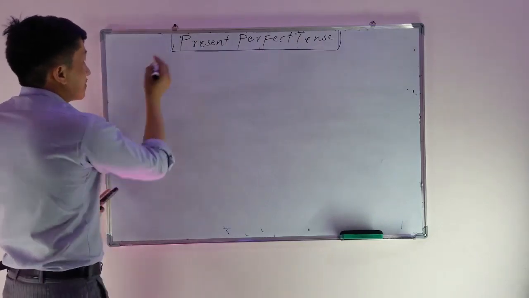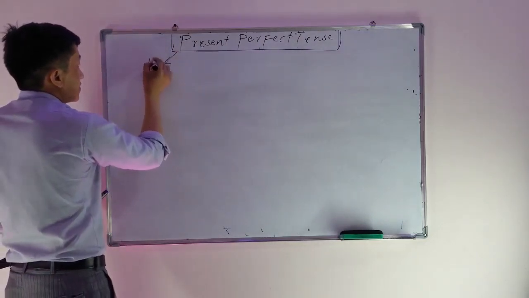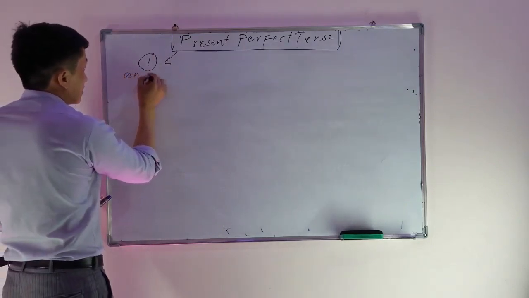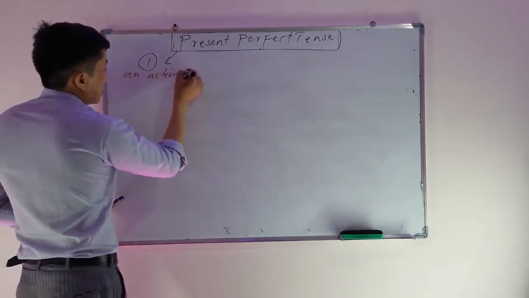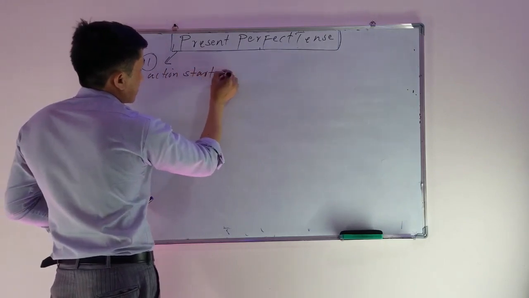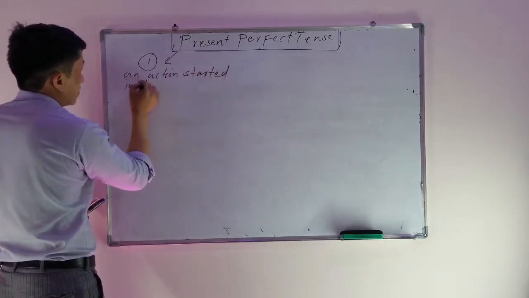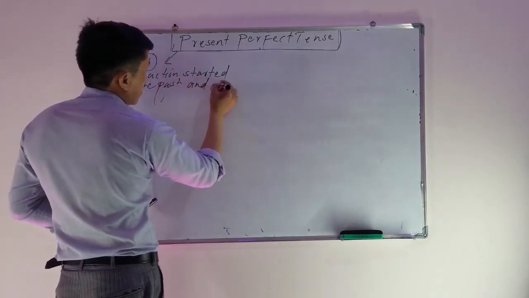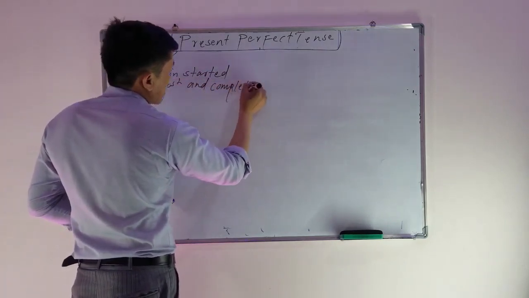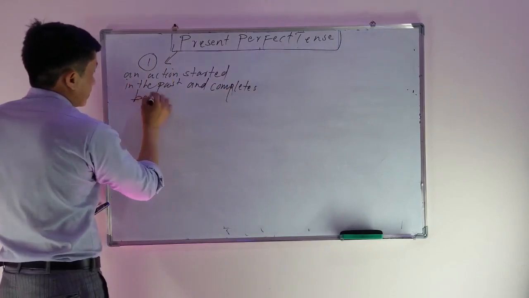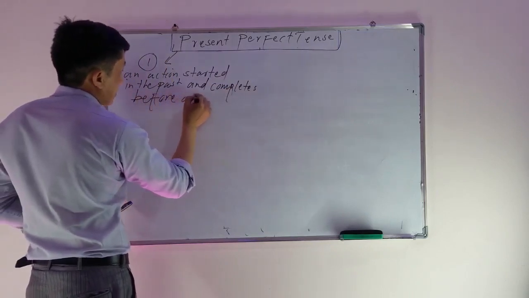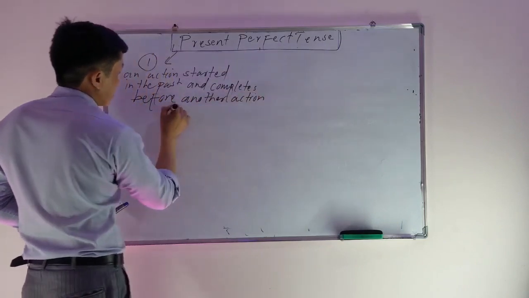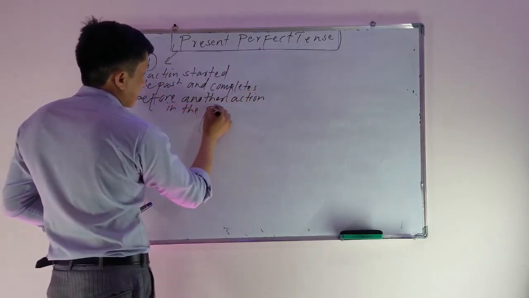So we use present perfect in two ways. First one: present perfect talks about an action. It talks about an action started in the past, and completes before another action in the present.